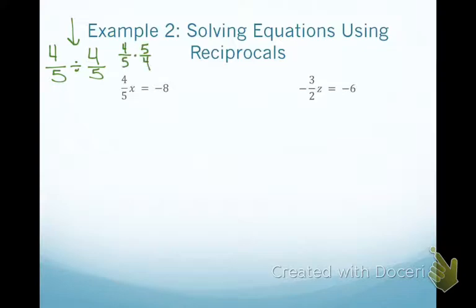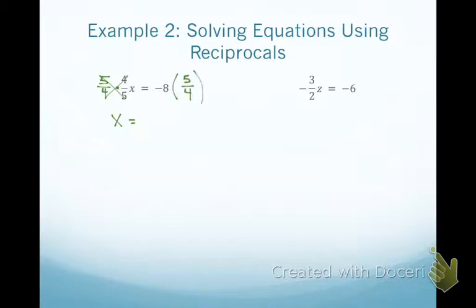So anytime a fraction is being multiplied by the variable, instead of going through all this work up here, I just multiply by the reciprocal. I just know. In order to get 4/5 to cancel, I need to multiply it by 5/4, to get it to cancel down to 1. That's my goal, to get it to cancel down to 1 and get x by itself. Whatever I do to one side, I do to the other. Negative 8 times 5/4.